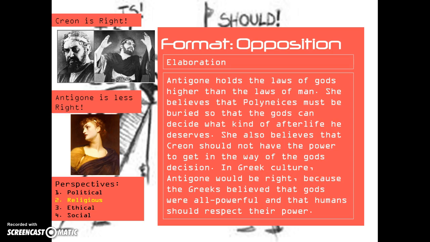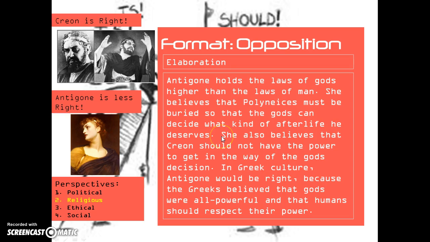You're going to have to figure out your step-by-step reasoning. After you write your elaboration, it's very important to go back and make sure that you have fully explained yourself. And if you're worried that you haven't, have someone else read it, and they'll be able to let you know if they understand your argumentative process. To point out how mine goes, I first explain what Antigone thinks. She thinks that the laws of gods are higher than the laws of man. Then I explain how this applies more specifically to the text. She believes that Polynices must be buried because the laws of the gods need to decide what kind of afterlife he will have or deserves.